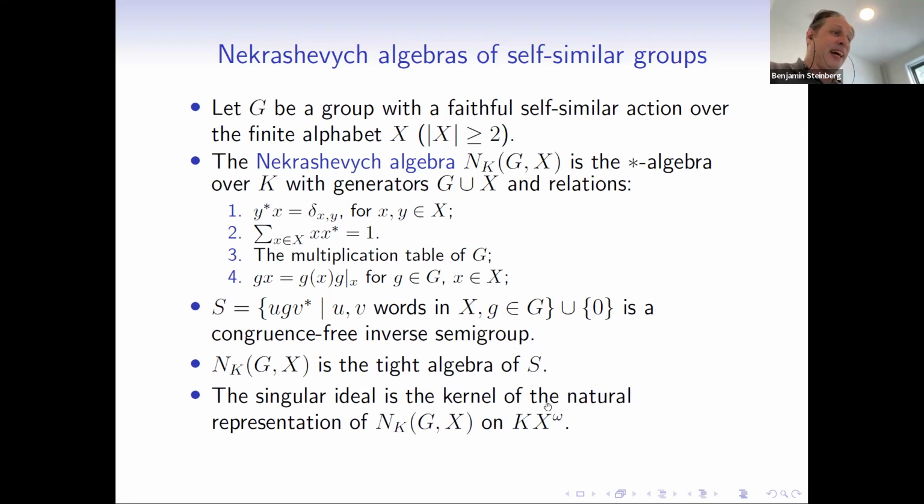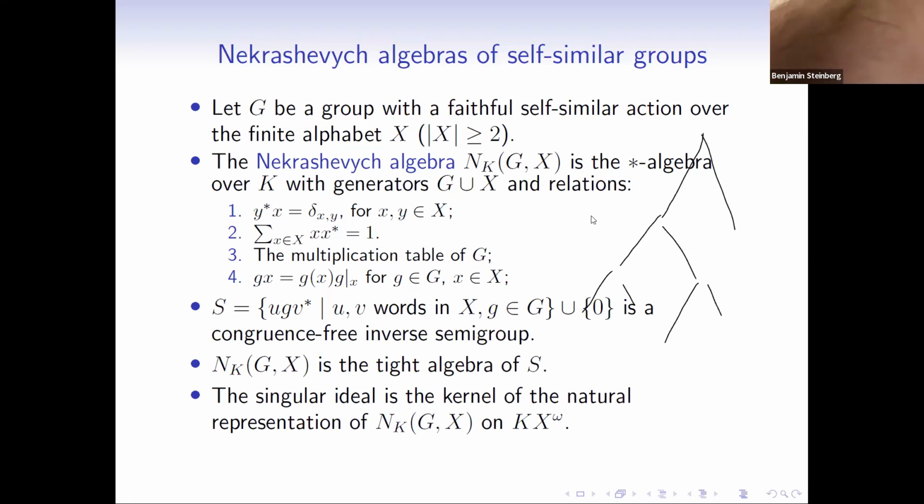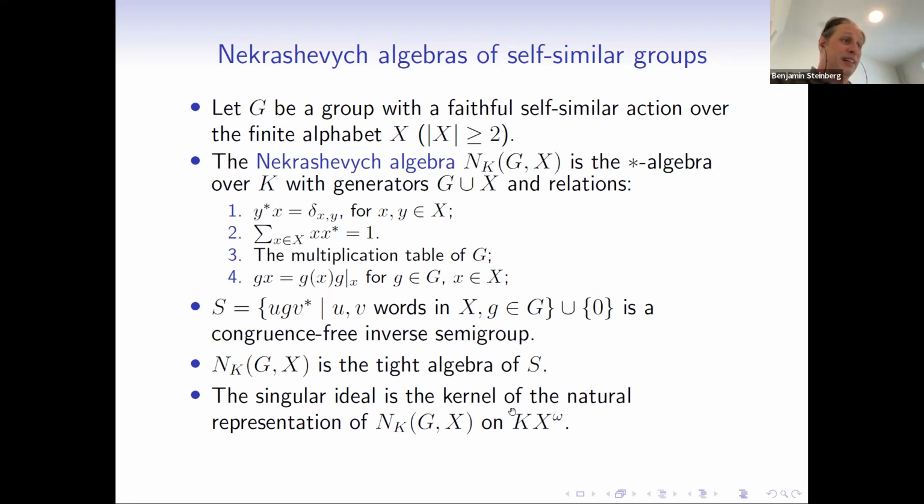And it turns out that the singular ideal is the kernel of the natural representation of this on infinite words. What is the natural representation? Well, a self-similar group naturally acts on infinite words because infinite words are the ends of this regular rooted tree. So if I look at the infinite paths in this tree, those are infinite words, and the action of the group on the tree gives an action on infinite words. The letter X acts on an infinite word by putting that letter at the front of the word. You can think of an infinite word as a stack, and you're just pushing the letter X on the top of the stack. And the star, you should think of as pop. Y star would pop the letter Y from the beginning of your infinite word if it starts with the letter Y. Otherwise, it gives 0 because it's garbage.